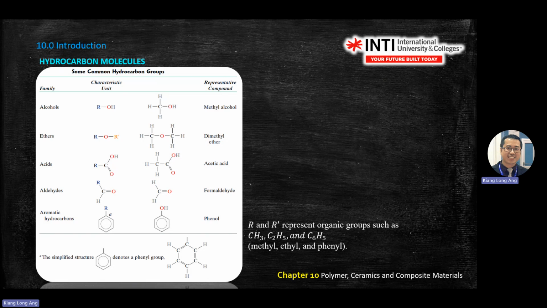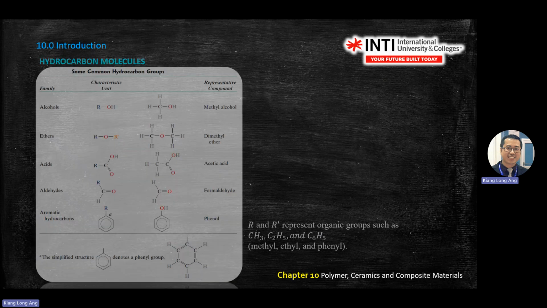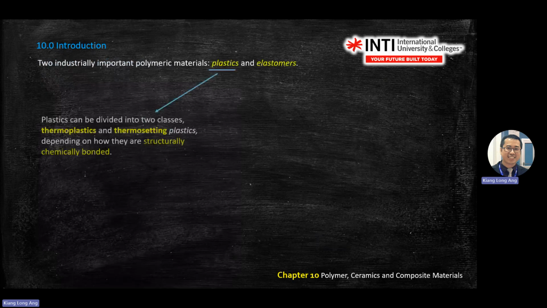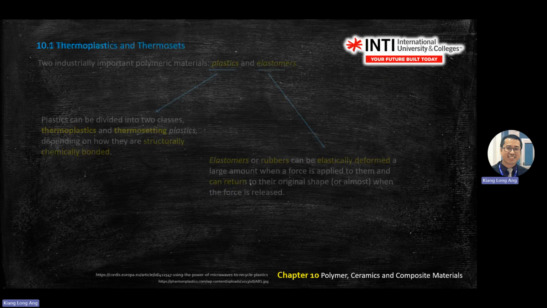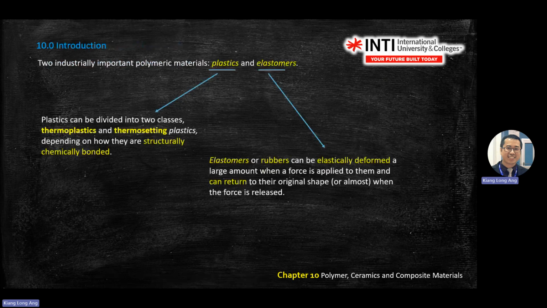So in our industry, we have 2 types of polymer, plastic and elastomer. The difference is plastics have 2 types, thermoplastic and thermosetting. Elastomers, basically they are rubber, right? So these are the 2 types of polymers, plastic and elastomer, or plastic or rubber.